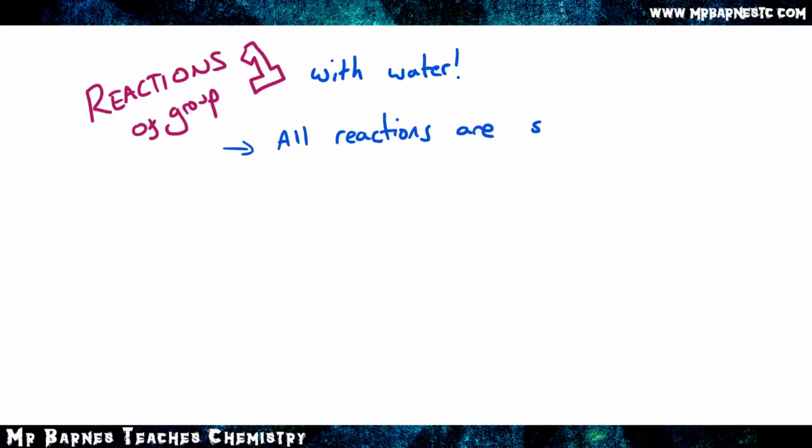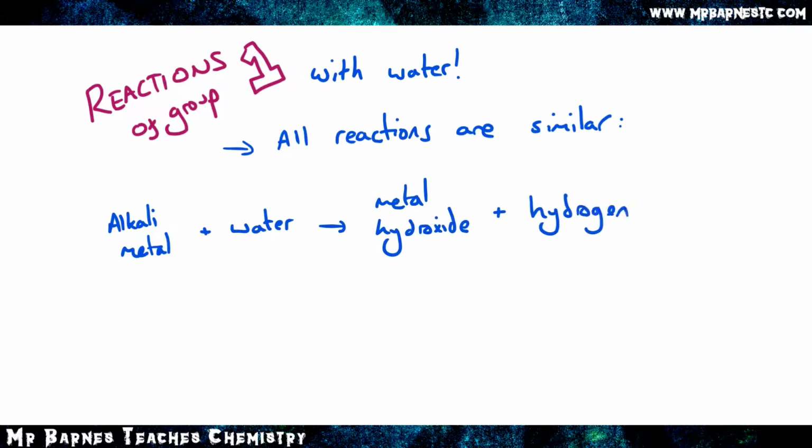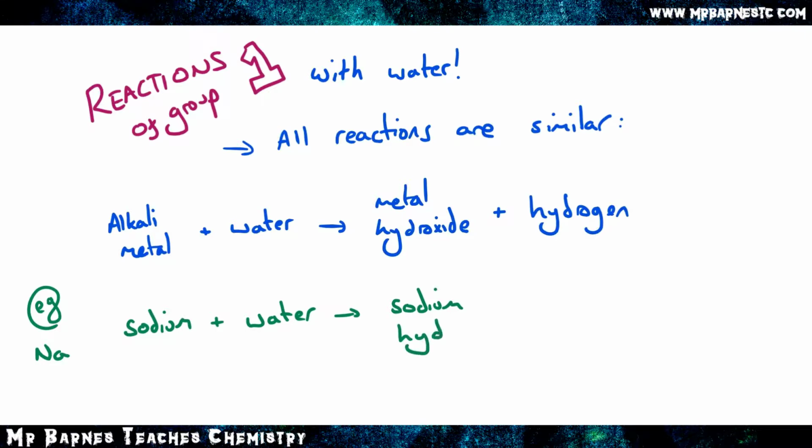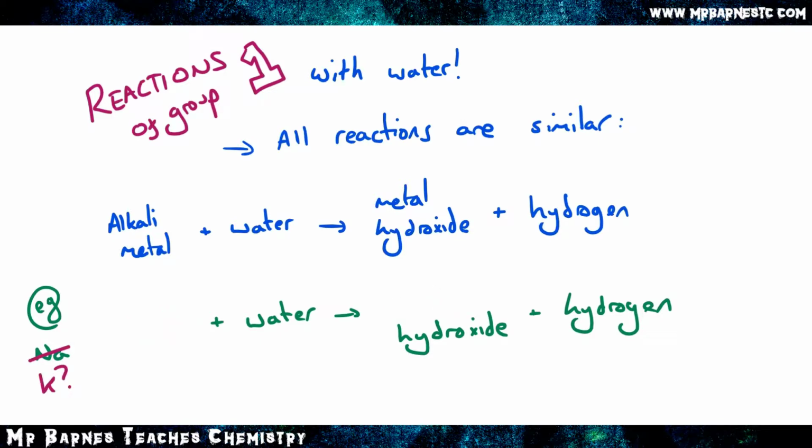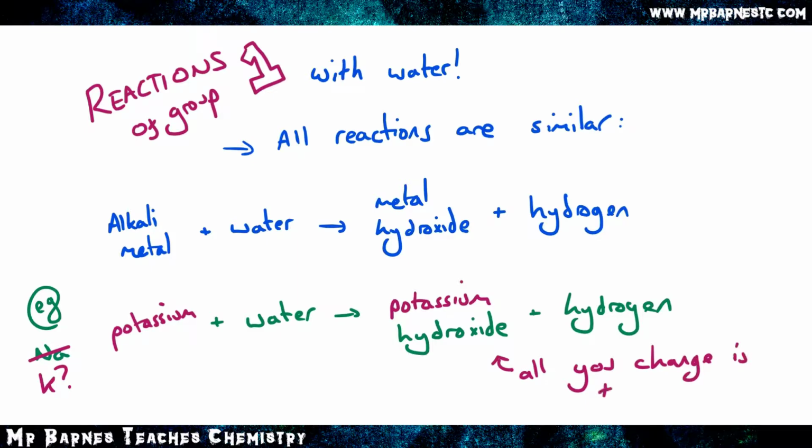If we start off with word equations then, nice and simply, if you take an alkali metal and add it to water, it will form a metal hydroxide and hydrogen gas. So for example, if you had sodium, all you have to do is substitute the word sodium into that generic equation. So instead of having alkali metal plus water, it will be sodium plus water goes to sodium hydroxide and hydrogen. And if you change that to potassium, it would be exactly the same. This time just replace sodium with potassium, so you'll have potassium plus water gives you potassium hydroxide and hydrogen. All you have to change is the name of the metal.